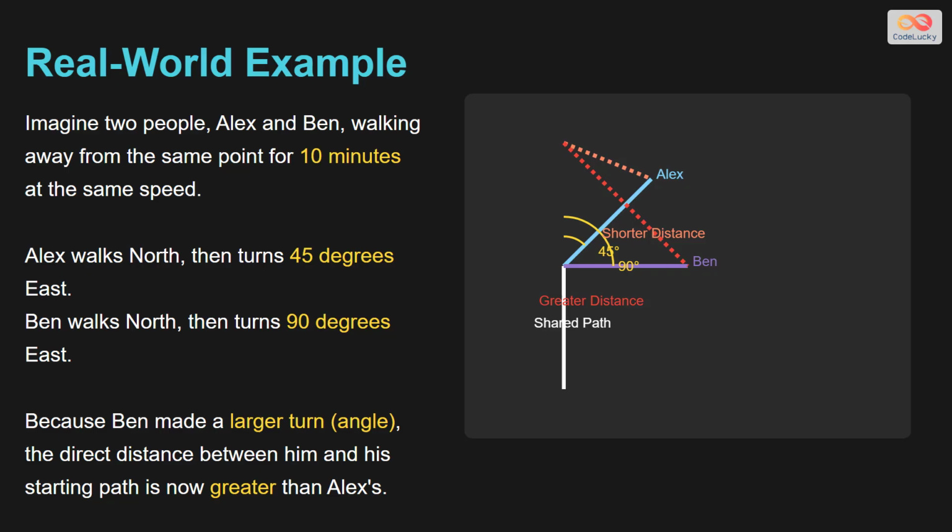This happens all the time in the real world. Suppose Alex and Ben start at the same spot and walk at the same speed for the same amount of time. They both make a turn. Alex turns 45 degrees, while Ben turns 90 degrees. Even though they traveled the same distance, Ben's wider turn creates a larger angle, so the straight line distance from his endpoint back to his original path is now greater than Alex's.